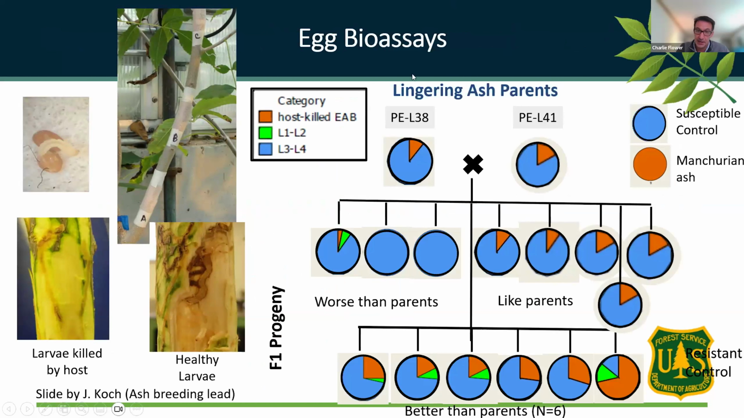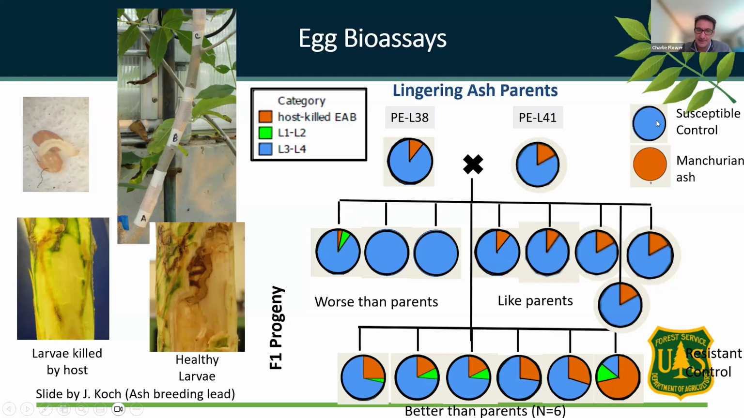And so here we can take two different lingering ash parents, and just for comparative purposes, we'll have a susceptible control, or we have a Manchurian ash which is pretty successful at host killing. Sorry, not everything dies in the susceptible control. The larvae in the tree mature to an L3 or an L4 size, so it doesn't really kill any of the larvae. You can see in our two lingering ash parents, we've got a lot of larval growth here, but we also have a lot of host kill.